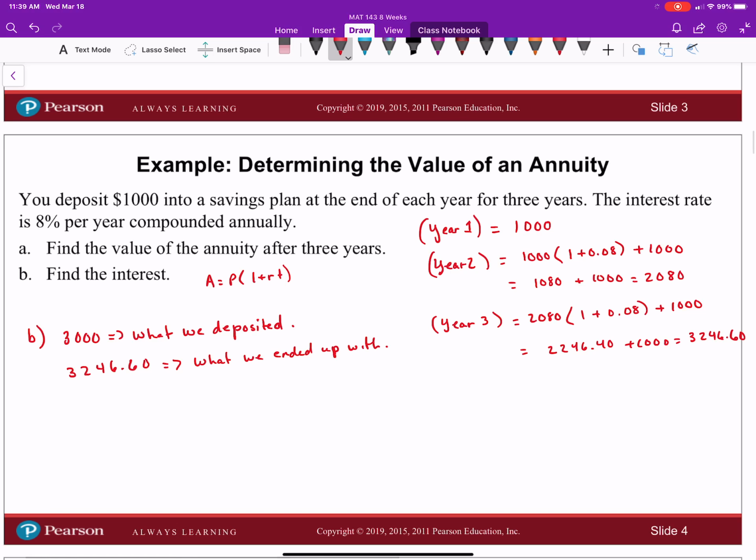All right. So now to figure out what the interest is, all we got to do is subtract. So it'll be $3,246.40 minus our 3,000. And we see that that should give us $246.40. So that's how much interest was accrued over that time period.